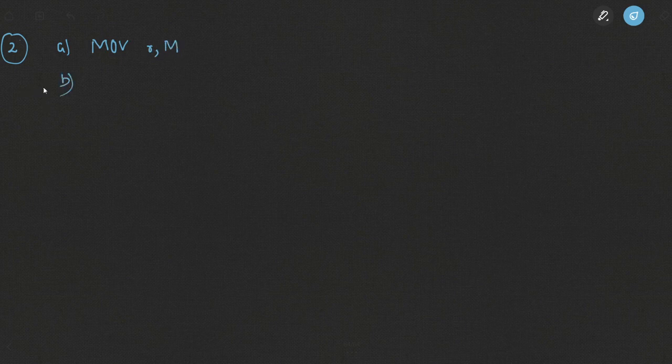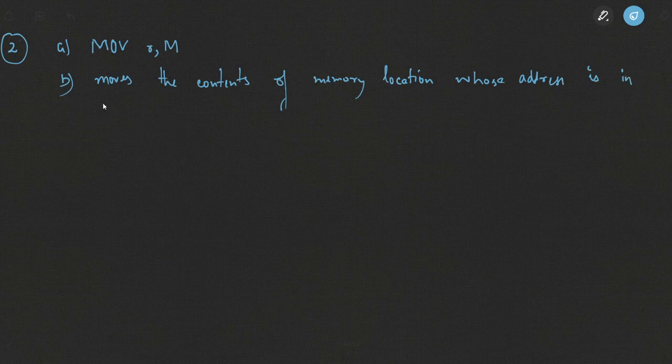So, what does this instruction basically do? It moves the contents of the memory location whose address is in M into register R. Fine. So you will be given the address location where the data will be available, and you will be transferring that data into the register. Now this register can be any of the registers A, B, C, D, E, H, L. Fine.